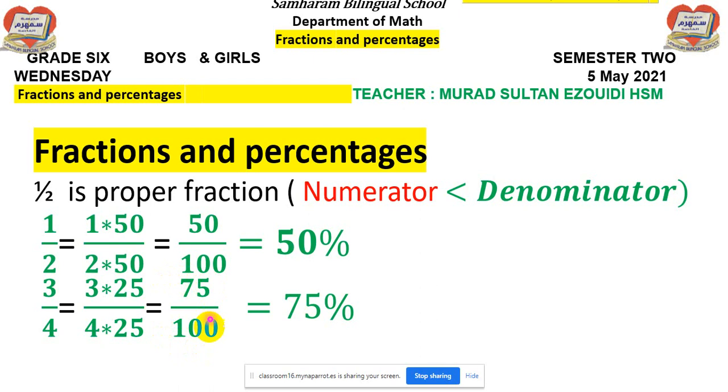Because this fraction is equivalent. 25. Good girl. Because 25 multiplied by 4 gives 100. As I multiply the denominator by 25, I should also multiply the numerator by 25. 25 plus 25 is 50, plus the third 25, it will be 75. So here, look, 75 divided by 100, in your opinion, is equal to what?